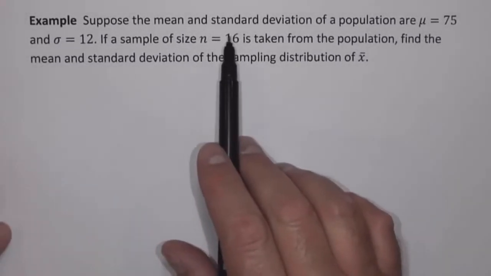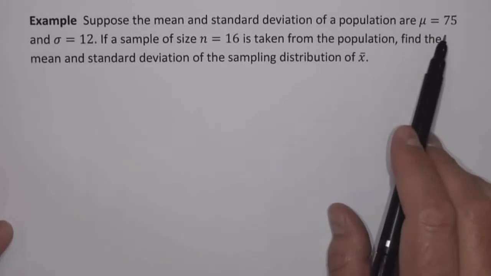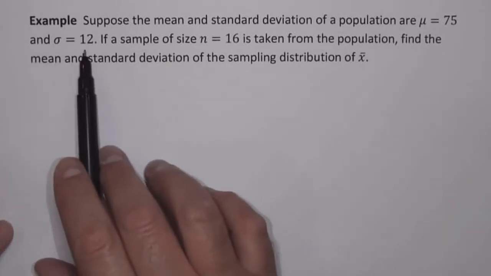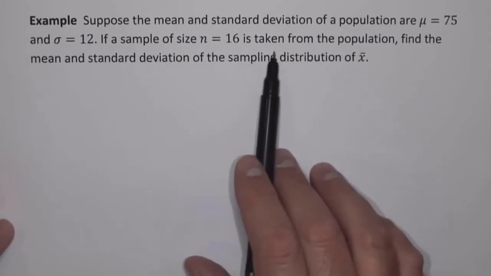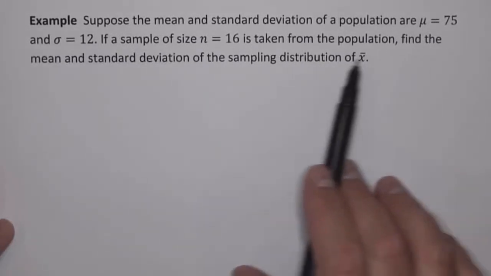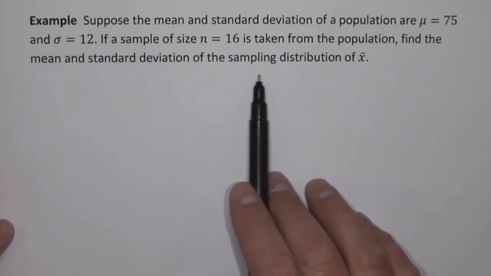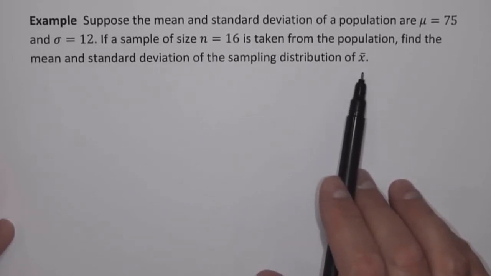Suppose the mean and standard deviation of a population are mu equals 75 and sigma equals 12. If a sample of size n equals 16 is taken from the population, find the mean and the standard deviation of the sampling distribution of x bar.